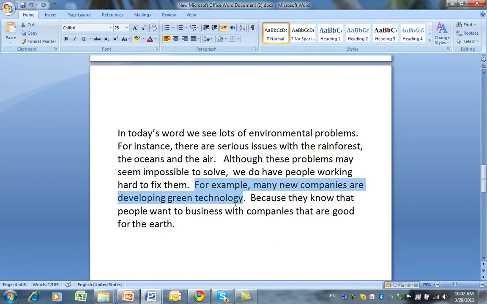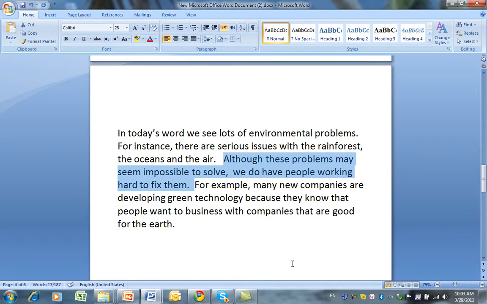So let's take a look at the sentence before. For example, many new companies are developing green technology. Why are they developing green technology? I think here's the reason. Because they know that people want to do business with companies that are good for the earth. So here we go. That was a fragment, and it created confusion. Now, this idea, they know that people want to do business with companies that are good for the earth, is now connected to the idea that many new companies are developing green technology. Why? Because they know that people want to do business. So this is an example of the subordinating conjunction in the middle. Notice there's no comma, there's no full stop. This one was an example of a good complex sentence with no issues.